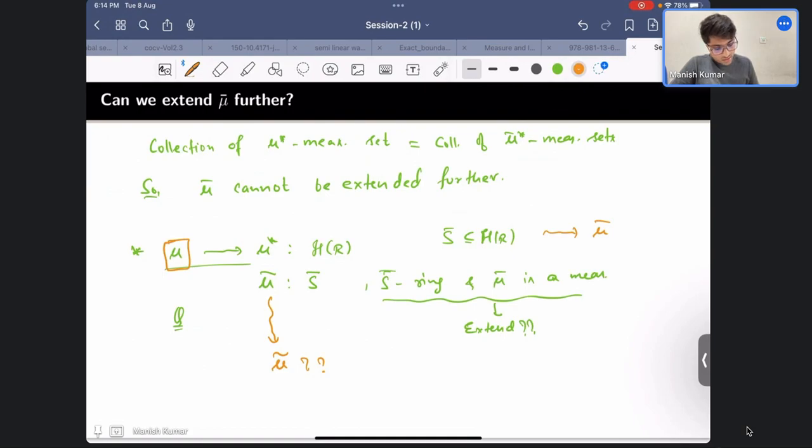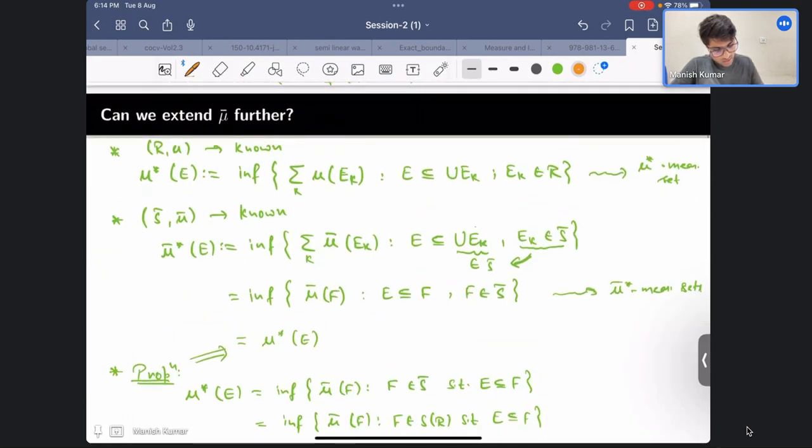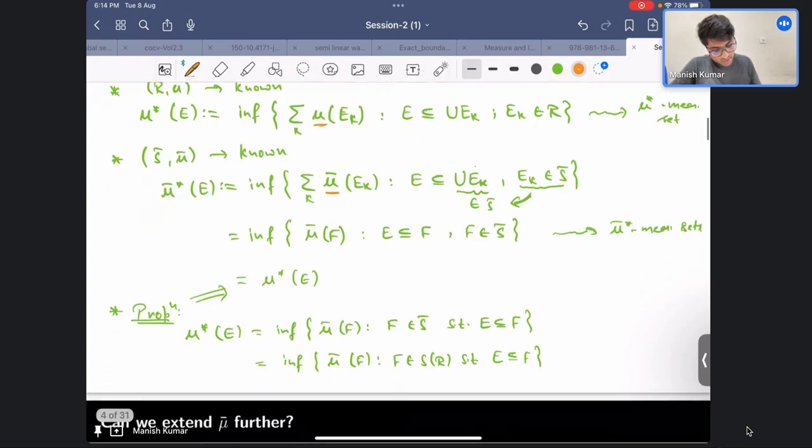So what we did here, the first step was to define an outer measure using this measure. I defined this outer measure using this expression, using the measure mu. In the same manner I am defining this outer measure mu bar star using the measure mu bar. And what I am seeing is that this mu bar star is equal to mu star.